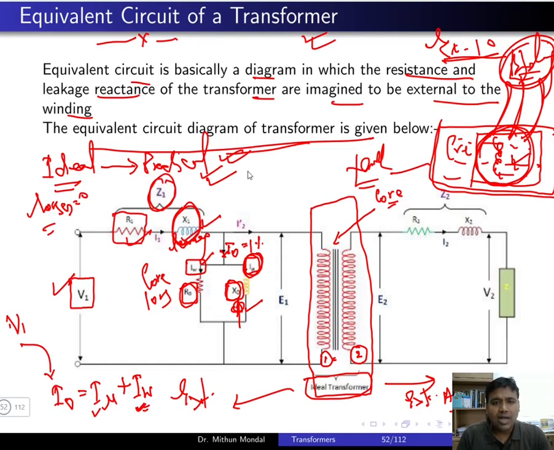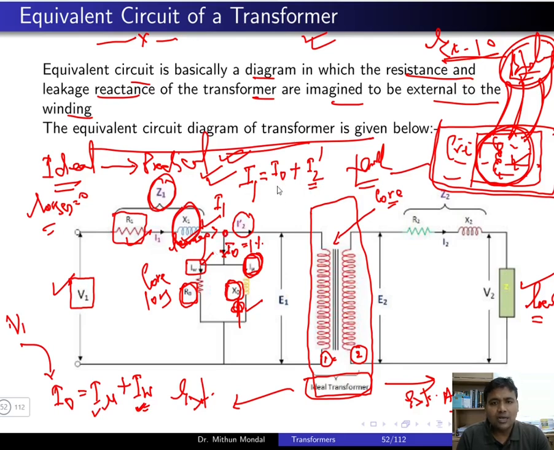So your current I1, which is the total current on the transformer, is basically I naught, that is the no load component of the current, plus I2 dash. The current I2 dash is the current due to the load condition of the transformer. Here we have connected a load on the secondary side of the transformer, so you will have a current I2 dash here, right? The current I1 flowing here is the summation of I naught and I2 dash.